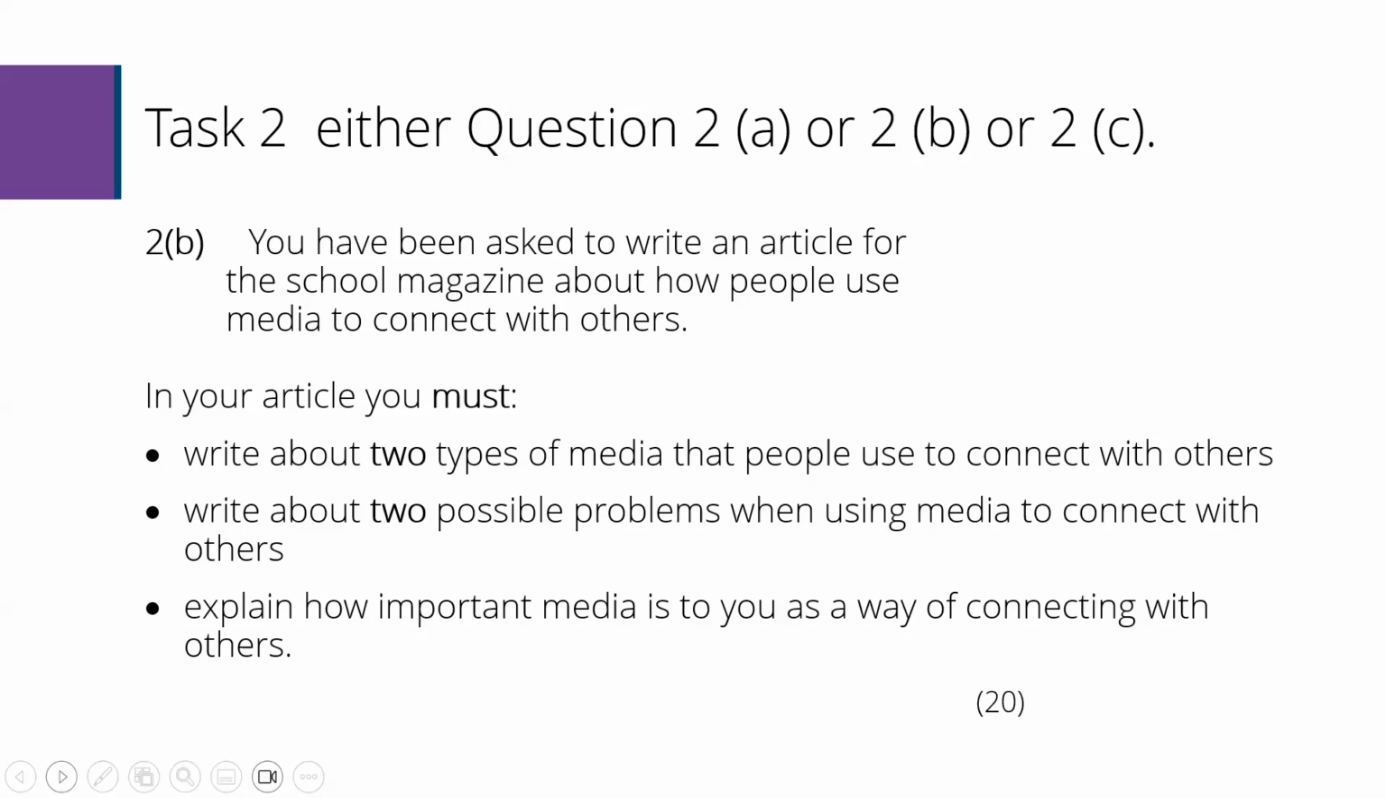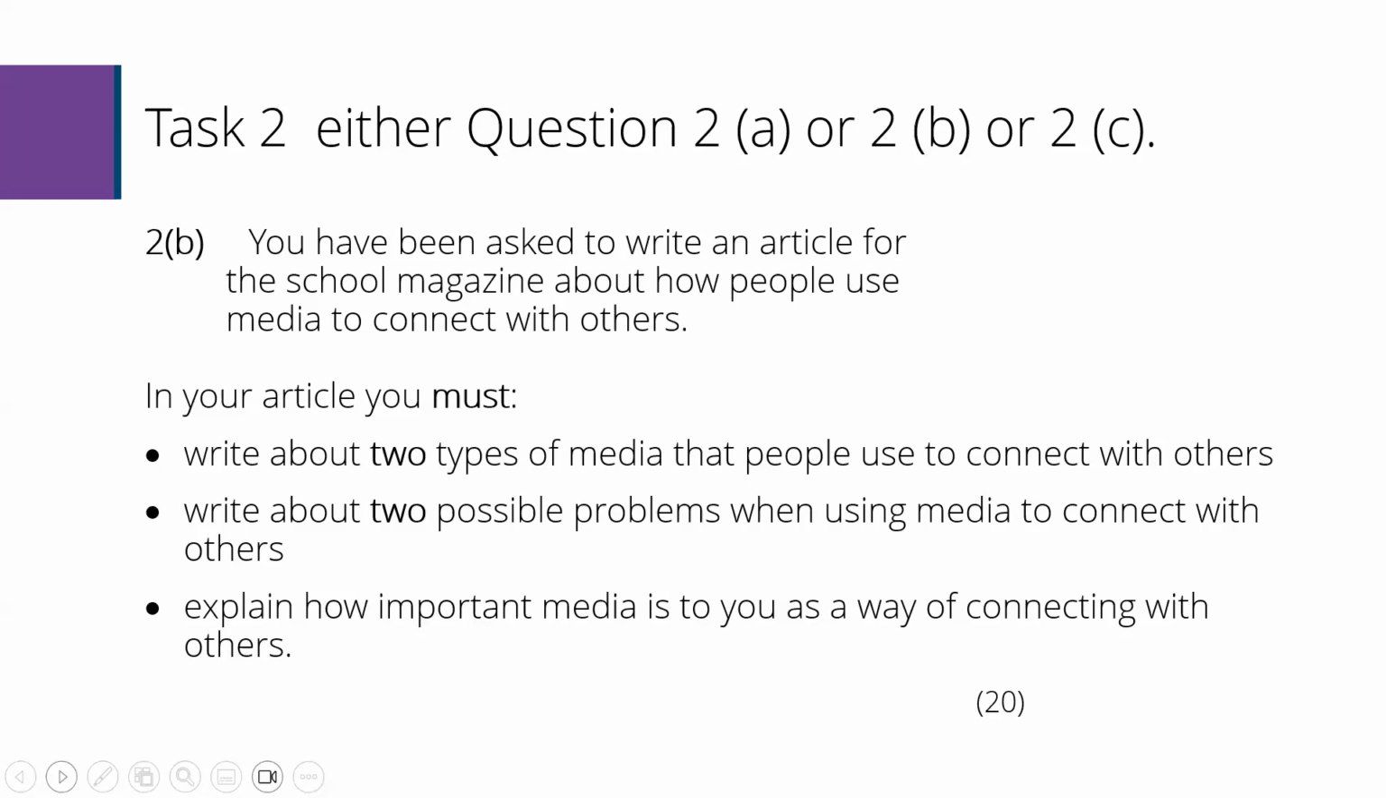Taking from that global theme, say 2B: you've been asked to write an article for the school magazine about how people use media to connect with others. They're given a lot of guidance about what they have to include. So write about 2 types of media that people use to connect with others. We want about 60 words about 2 types of media. They might write about the internet and newspapers, or television and radio, or social media and writing letters. That would be absolutely fine.